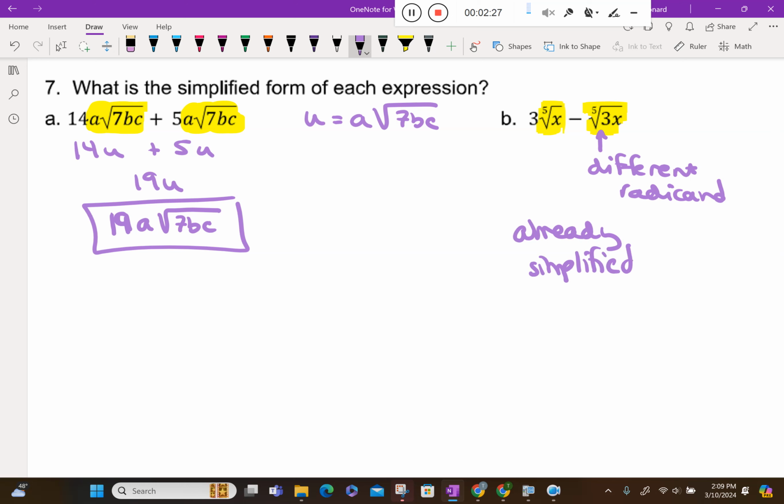I'm not going to say that there's no solution because I wasn't asked to solve anything. I'm simply going to say, I can't simplify this. This is the simplified answer.